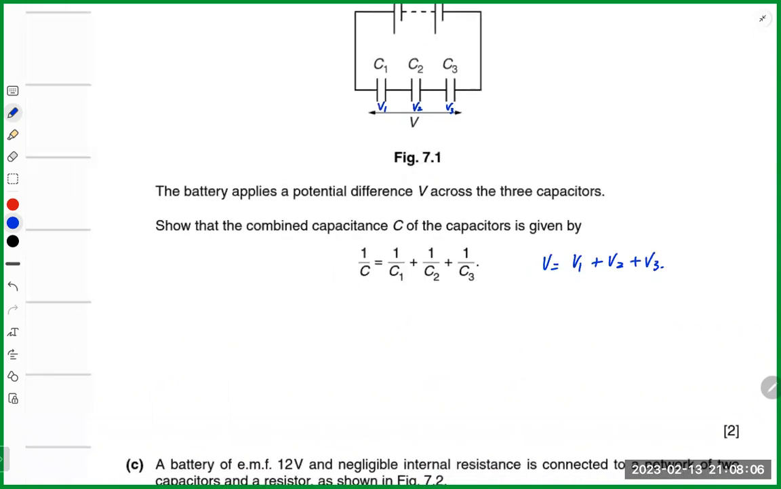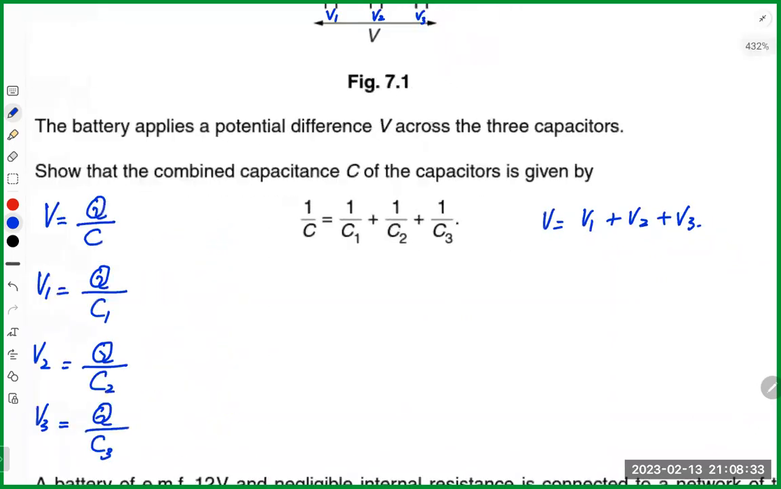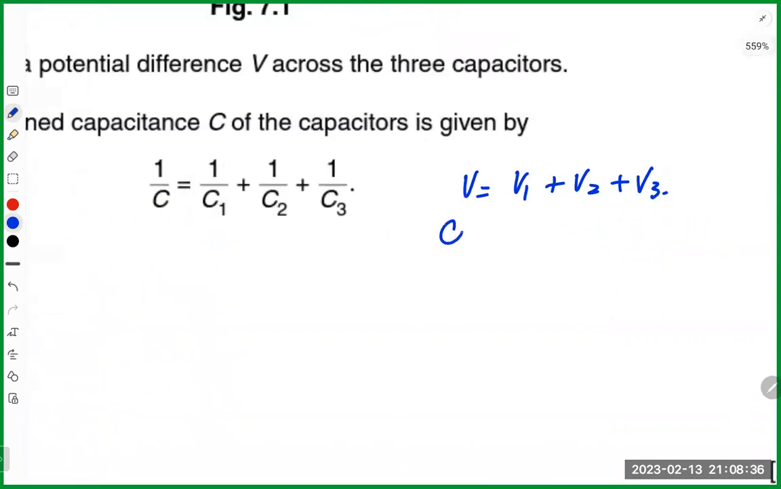But we know V equals total charge divided by total capacitance. V1 equals the same charge divided by capacitance of 1. V2 will be the same charge divided by capacitance of 2. V3 is the same charge divided by capacitance of 3. So if I put all these values into this expression, I will get Q over C equals Q over C1 plus Q over C2 plus Q over C3.